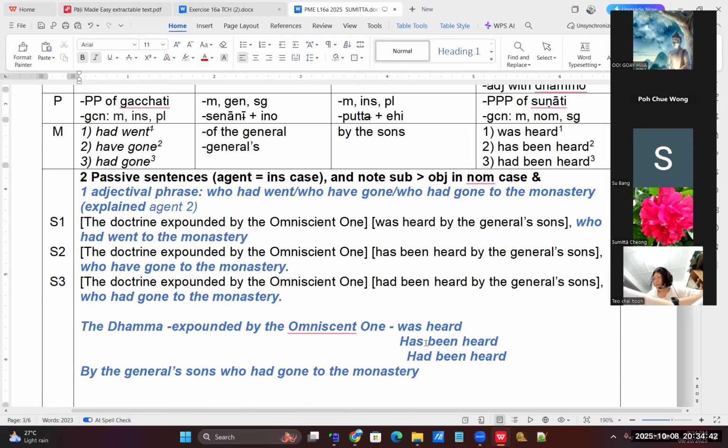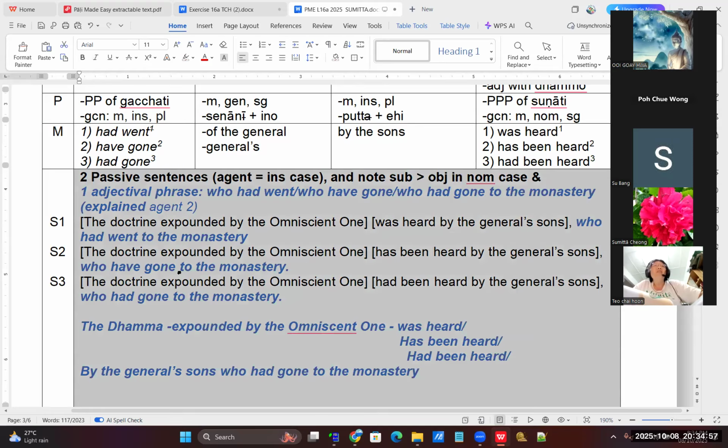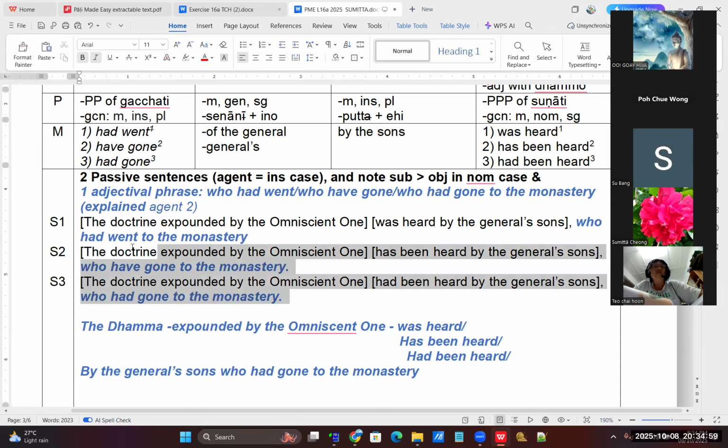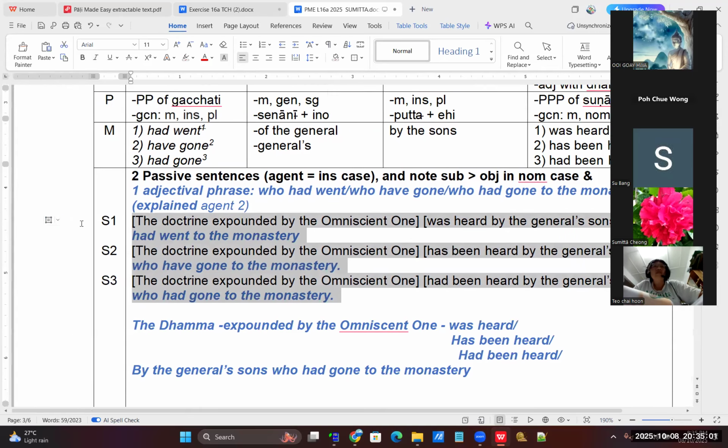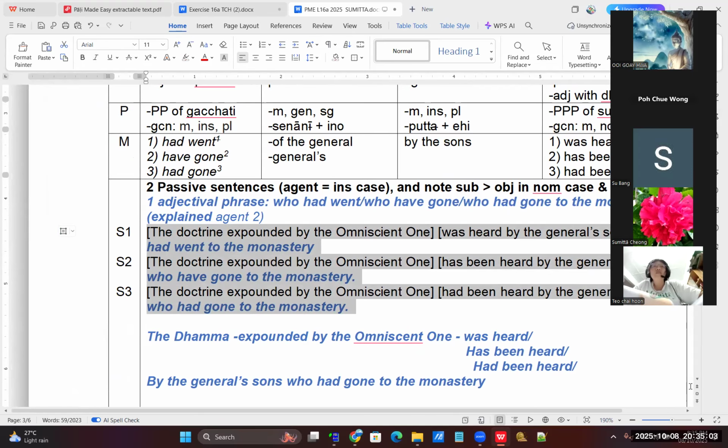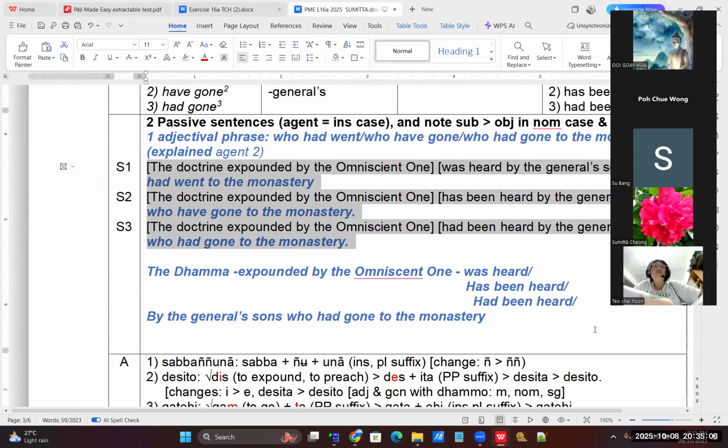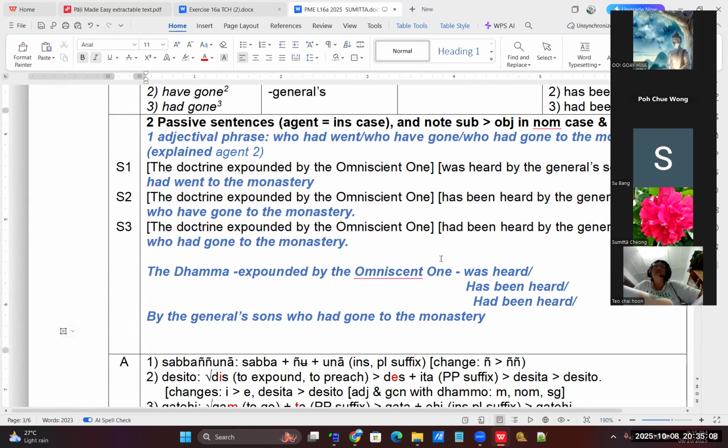Okay, Sumida. So if you show it this way, it's easy for people, no need to train your mind to look at sentence one, sentence two, sentence three. Just show like this, easy. Was heard. Do copy paste, copy paste. It's too wordy, means too many words. People's minds will get very tired. Okay, thank you, noted. So just like this is okay. The Dhamma expounded, as what was heard, had been heard by the general's son.